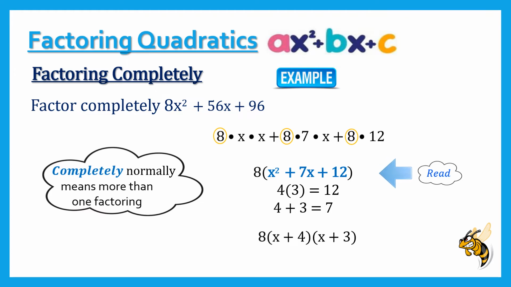And you can double check. 4 plus 3 is 7. 4 times 3 is 12. So we did it correctly. And please don't forget about the greatest common factor on the outside, which is 8. It remains. Also, 8 times x plus 3 times x plus 4 is also correct. The order of the parentheses is not important.